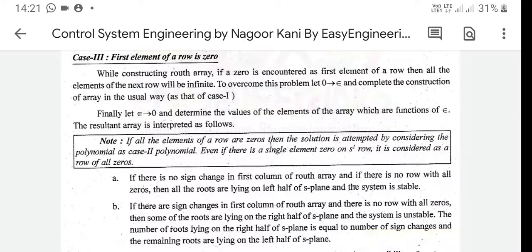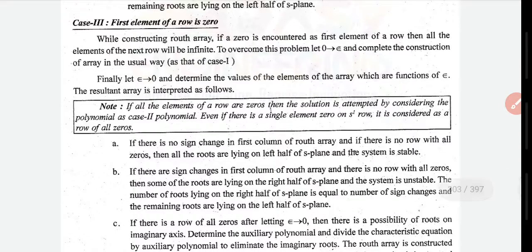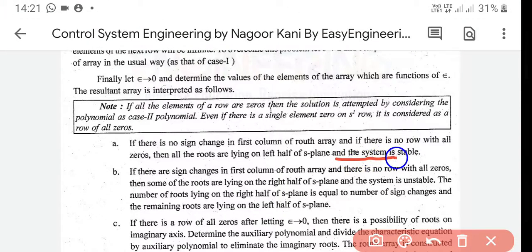Now see the first one. If there is no sign change in the first column of the Routh array, and there is no row with all zeros, then all the roots lie on the left-hand side of the S plane, and you say that the system is a stable system.